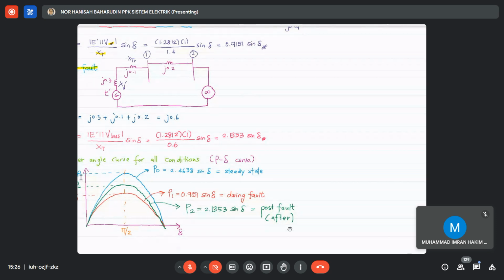so you have to draw. Okay, you have to draw the power angle curve. So when I ask you to evaluate, I expect you to draw the power angle curve for all the conditions.